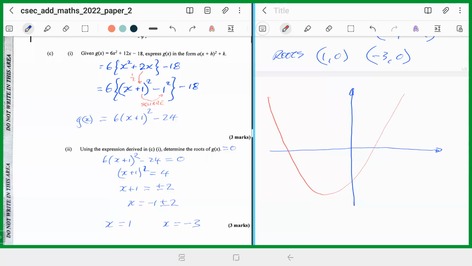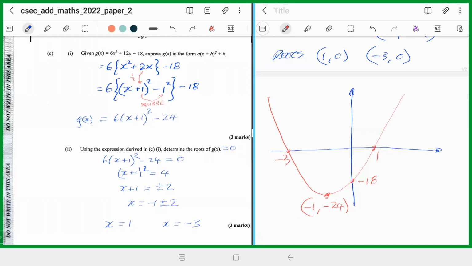And you label it. This has to be negative 3. This has to be 1. This has to be negative 18. This point has to be negative 1, negative 24. Negative 1, negative 24 has to be my minimum point. That's a sketch of it.